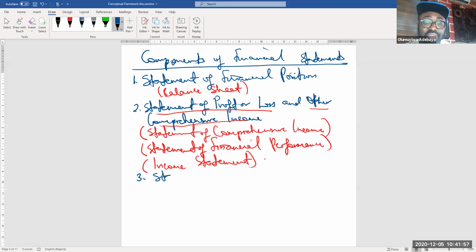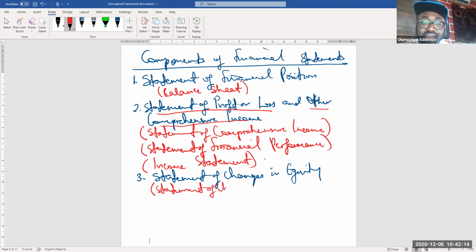Okay, third, you have statements of changes in equity. Okay, some people will see it as statements of changes in net worth assets. And as we move on, you'll see what we mean by that.